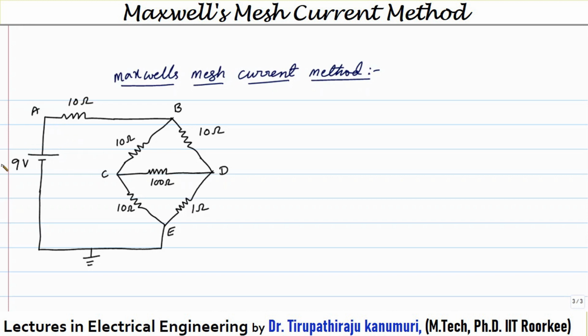I am taking a 9 volt battery connected through 10 ohms to a Wheatstone bridge circuit, which has 10 ohms and, in the center, 100 ohms. There are 10 ohms in one branch and 10 ohms in another branch. I have just kept the node numbers A, B, C, D and E, and I have taken a reference point as the ground. So in the mesh current method, what do we have to take?